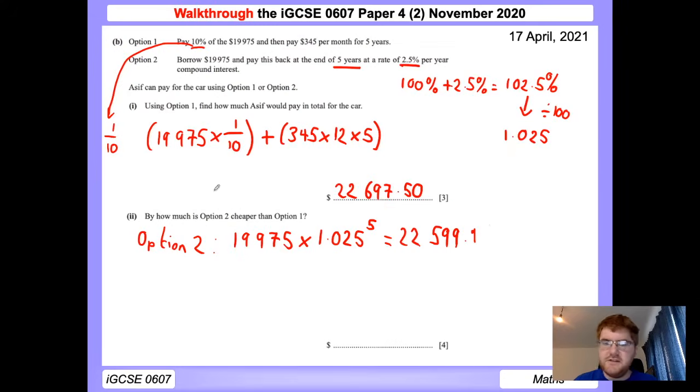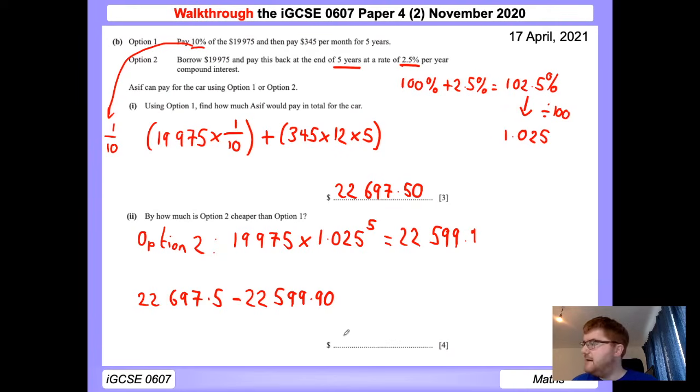Okay, and at this point we just then take one away from the other. So in order to work out how much it's cheaper, and good, this is cheaper than this, so that's very, very good. We get 22697.5. We take away 22590. And then if we work this out, we'll get the following answer. So let's just work this out now. And I'd round this now to the nearest dollar and cents, so I get $97.62, like so.